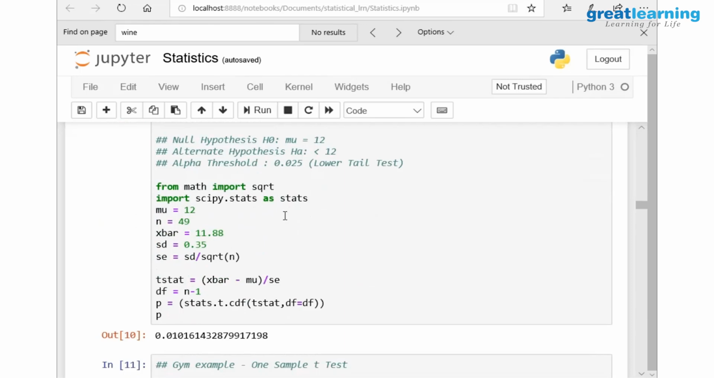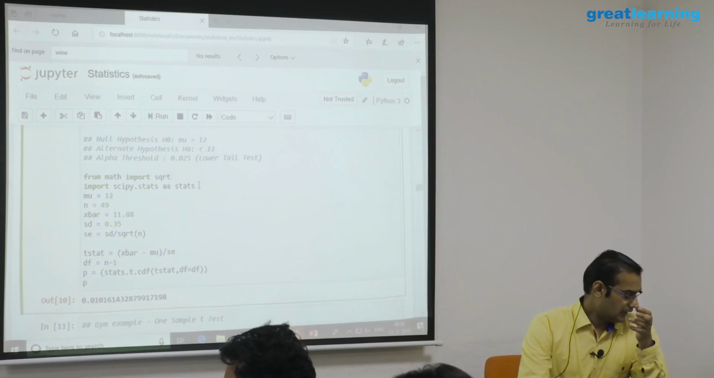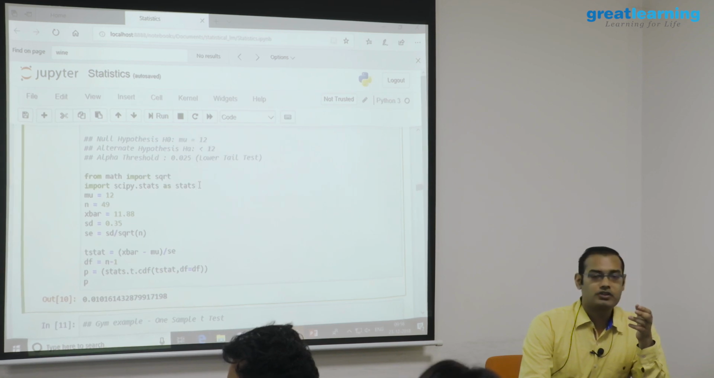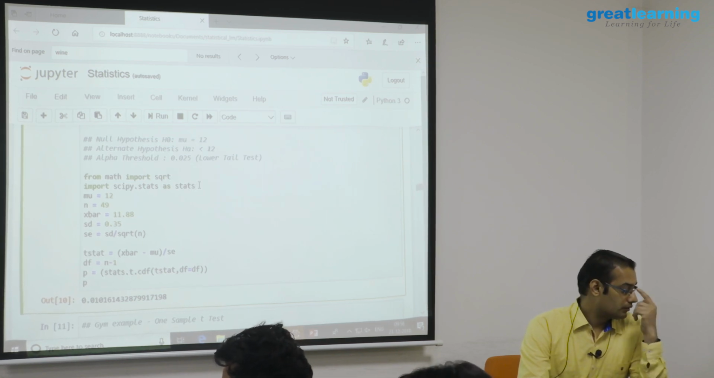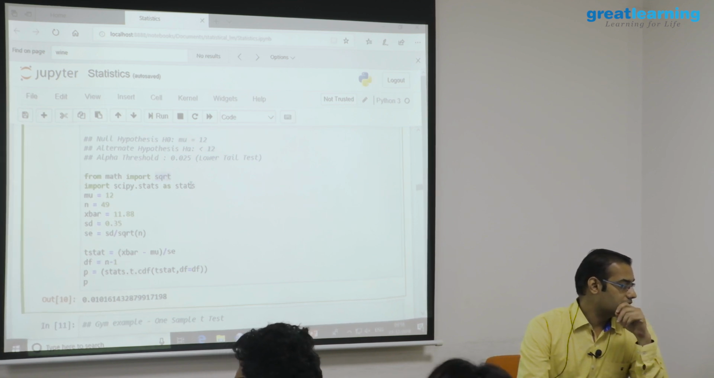So I have solved it here. First I have to take the square root function from the math package and require the stats module from scipy.stats. Okay, so I require those two.